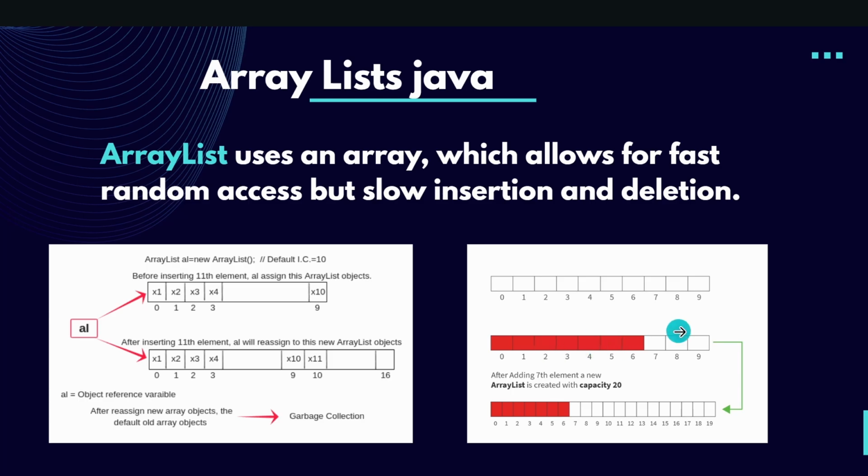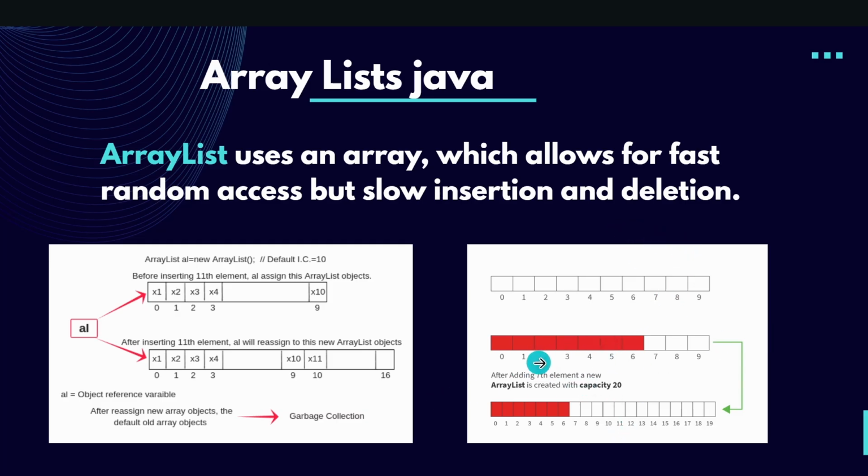Here also you can see the same stuff, 10 elements, but after filling only half of the elements, you can see over here, after adding the 7th element, a new ArrayList is created with capacity 20. I hope this makes some sense now. So if the capacity is nearly full, it will create extra size, double the size of this. So this is known as ArrayList.